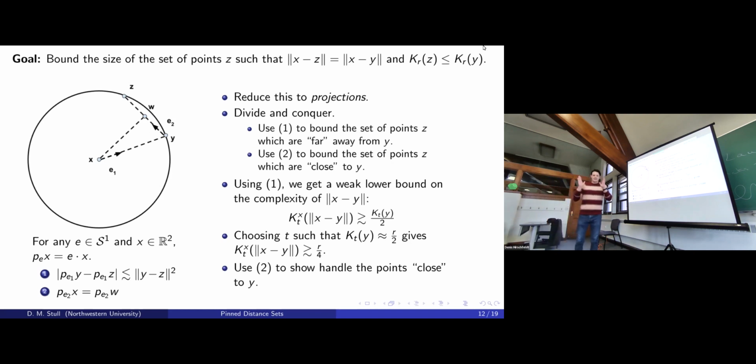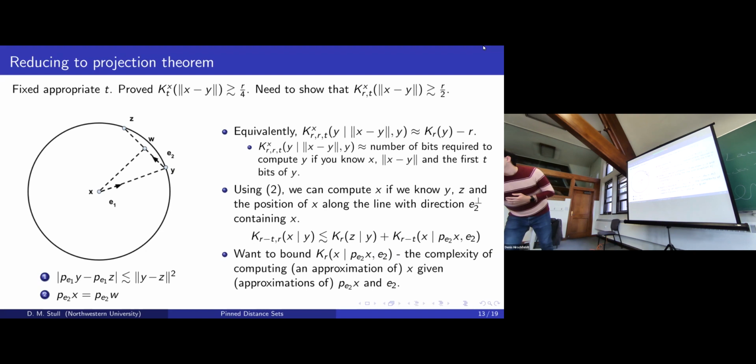I'm not going to tell you why all of this is true, and now I'm going to attempt to show you what's going on in this second case, which is actually where most of the technical improvements are. So we fixed an appropriate T. We gave a lower bound of the complexity of the distance between X and Y at that precision. And now we need to show that the complexity of the distance from that point on is what we need it to be.